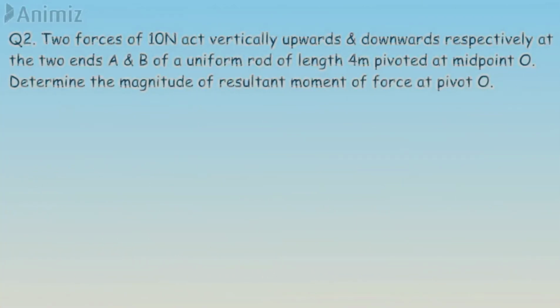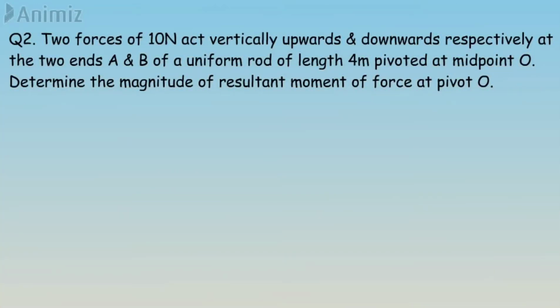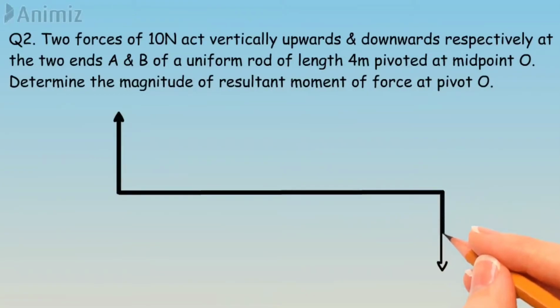Now students, let's solve the next one. The two forces of 10 Newton act vertically upwards and downward respectively at the two ends A and B of a uniform rod of length 4 meter. So full length is 4 meter. It is pivoted at midpoint. So here pivoted point O is the midpoint of rod AB. Determine the magnitude of the resultant moment of force at pivot O.